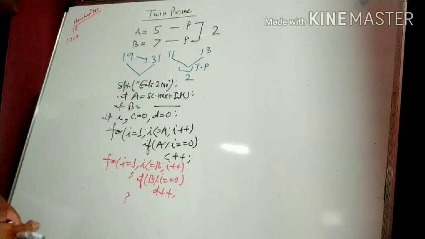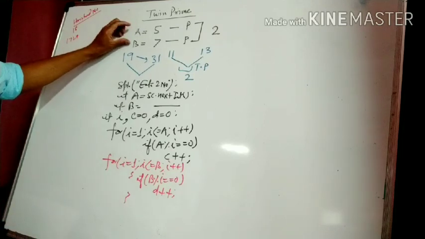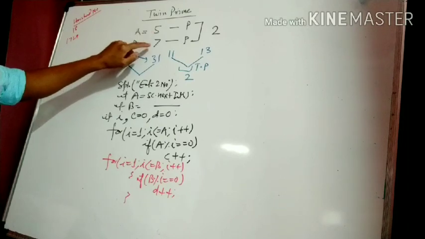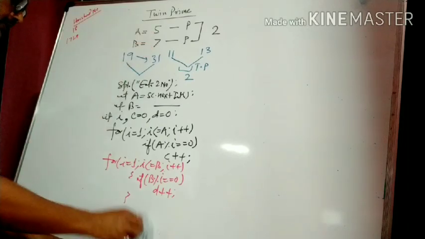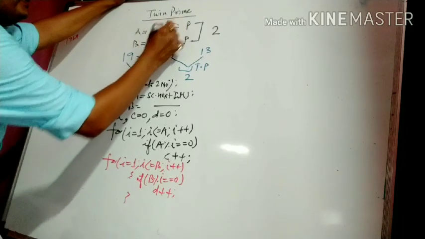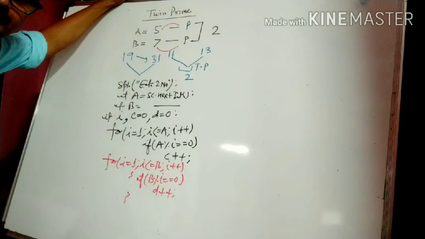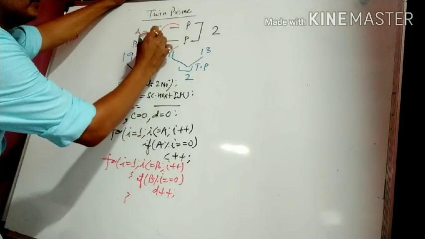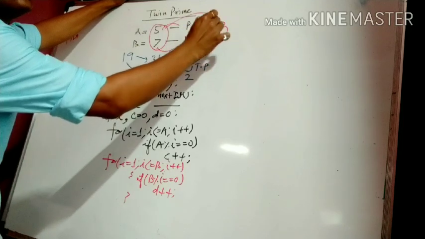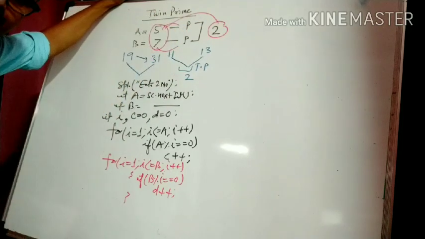This is another number. Here you have to input two numbers, A and B. Suppose the value of A is 5 and the value of B is 7. Now you have to check whether both numbers are prime or not. Yeah, 5 is a prime number and 7 is also a prime number. And the gap between both the numbers is what? 2. That is known as a twin prime.